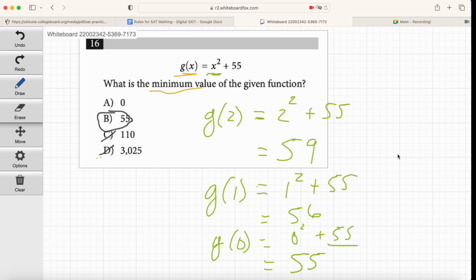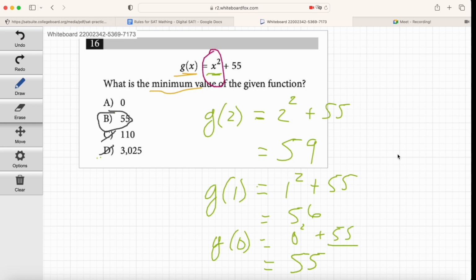Now, it's a little bit trickier because the answer A is 0, and the x value is 0 at the minimum value of the function, but that's not the question. The question is what's the minimum value of the function? That's the output, or the y value, or the g of x value in this case. So that's 55. You can't go lower than 55 because you might be like, well, what if I make x negative? What happens if x is negative and we square it?